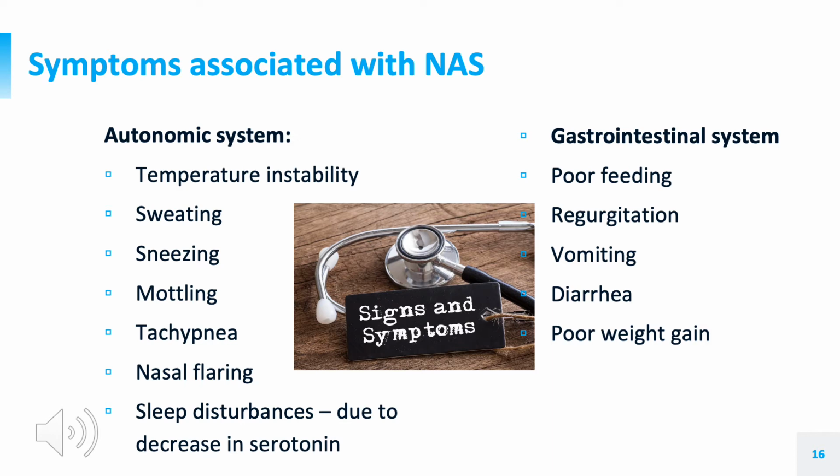Symptoms associated with NAS. Temperature instability, they usually run a fever. There's sweating, sneezing, mottling, they're tachypneic. There's nasal flaring, which sometimes causes a misdiagnosis because of the respiratory distress they are in. Gastrointestinal is severely affected, including poor feeding, regurgitation, vomiting, diarrhea, and poor weight gain.